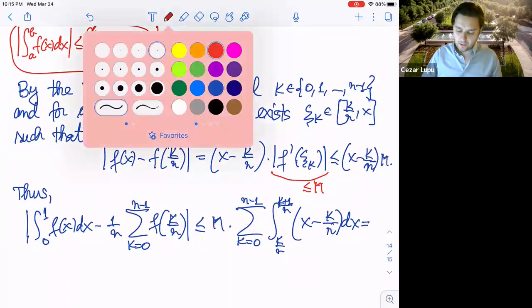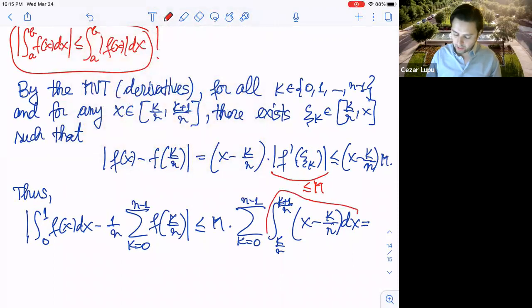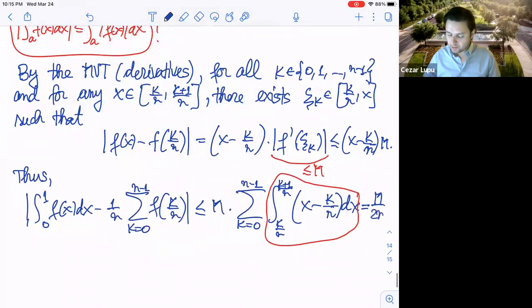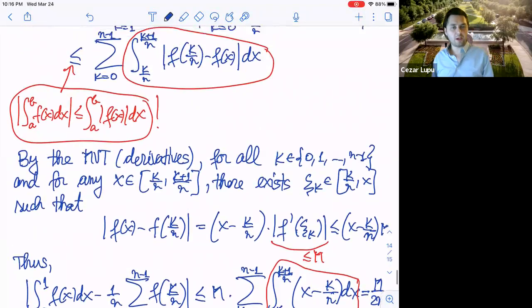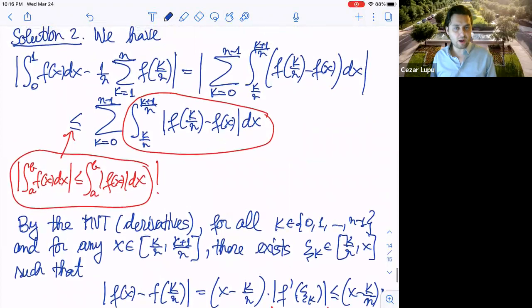So this guy here, if you evaluate this integral, you will have to sum everything. If you evaluate, it will be just m over 2n, which is exactly, well, it's better than what we wanted to prove. You see? So the main trick here was just to rewrite this.